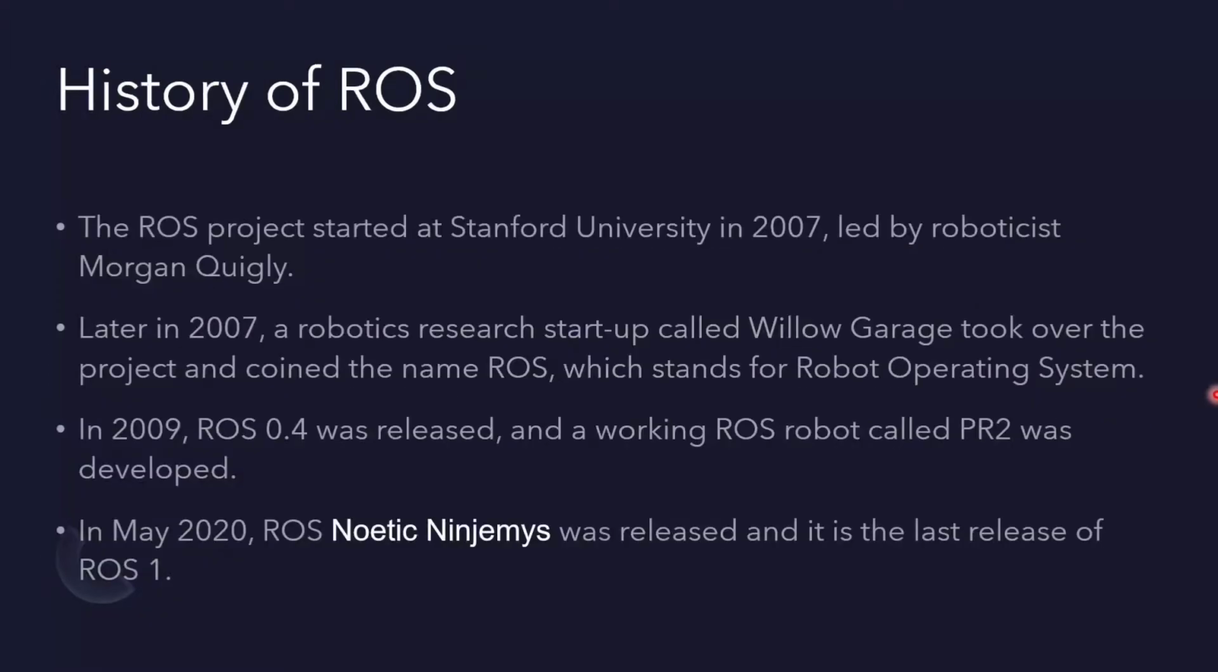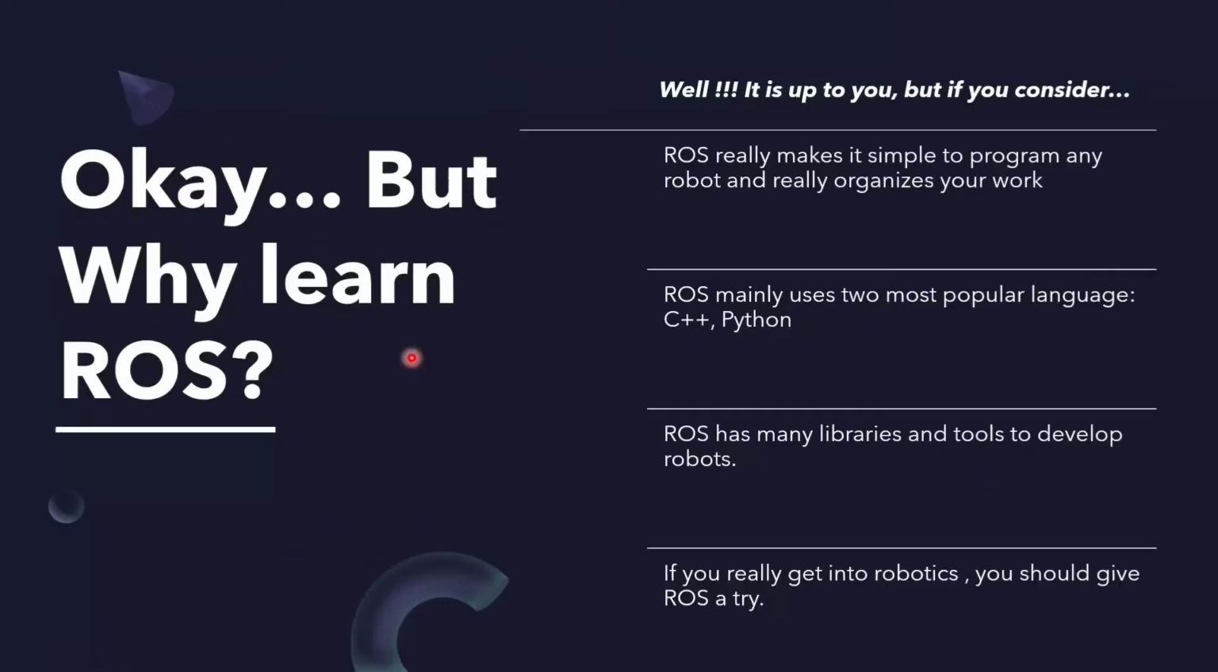Going to the next slide, history of ROS. So the ROS project started at Stanford in 2007, led by a roboticist named Morgan Quigley. Then soon after, a robotics startup, Willow Garage, took the initiative and coined the name ROS, or Robot Operating System. So in 2019, ROS 0.4 was released, and it has a robot called PR2. And recently, in May 2020, ROS Noetic was released, and it is the last release of ROS 1 according to Open Robotics. So this is it. And going back to the next slide.